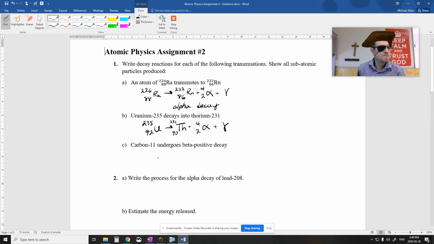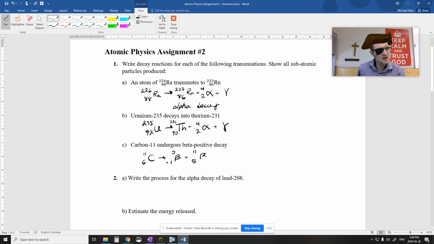Okay. Carbon, which is 6. This is carbon 11. Undergoes beta positive decay. So beta positive is a beta positive like this. There's a little positive there. So the bottom number's got to add up to 6. So this is going to be 5 here. 5 plus 1 is 6. The top number's got to add to 11. So 11. 5 is boron.